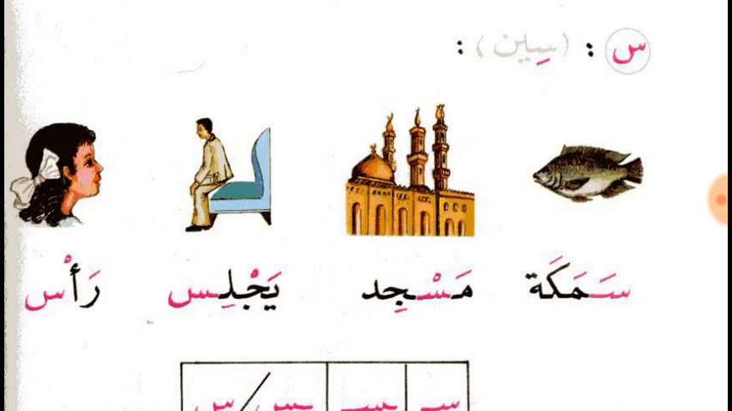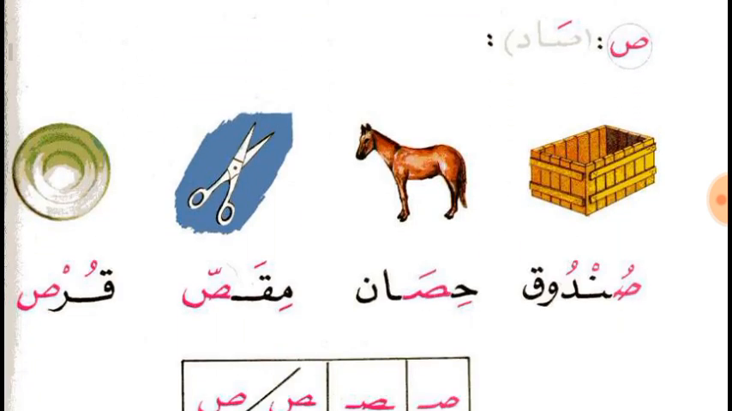Samakatun, a fish. Masjid, a mosque. Yajlis, is sitting. Ra's, a head. Good. Sunduq, a box. Yes. Hisanun, horse. Hisan means horse, H-O-R-S-E, horse.